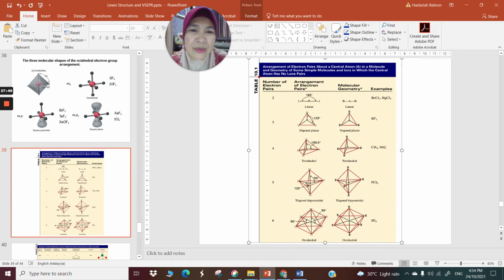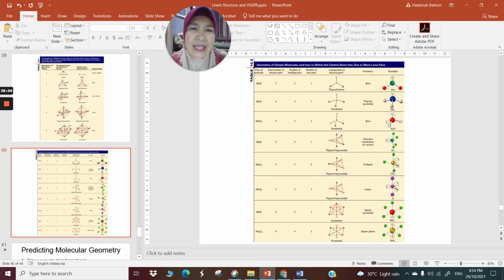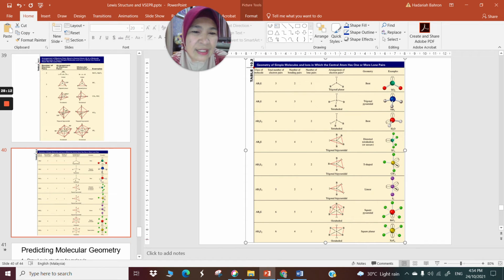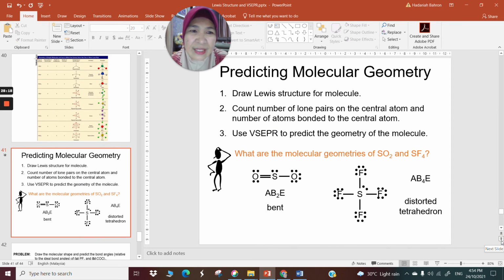Everything is summarized in here, right? Your linear, the cases of 2 electron pairs, 3 electron pairs, 4 electron pairs, 5 electron pairs, and 6 electron pairs. You get all these shapes. This is just a recap or a summary. And this is when you start getting the number of lone pairs of electrons, as described one by one earlier in each slide. Just go through it. And how are you going to use that information to predict the molecular geometry of a molecule?